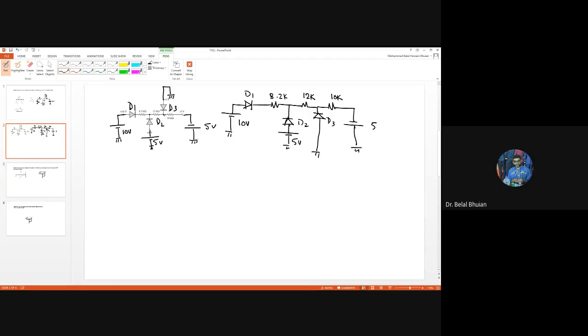I redraw it. You see, this is the point, and this is the ground. So isn't it good to bring the grounds to one place? Yes, sir.